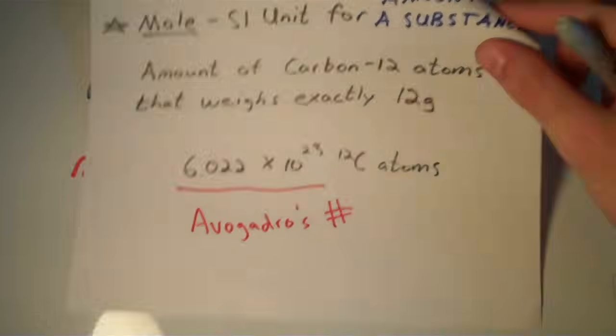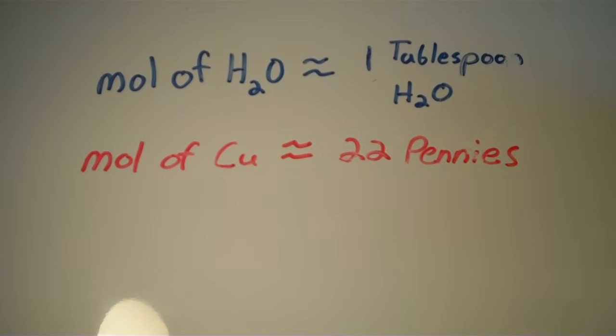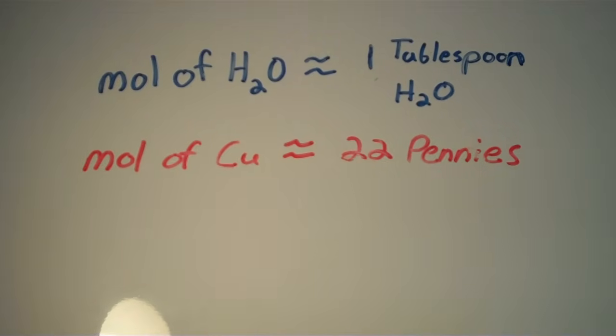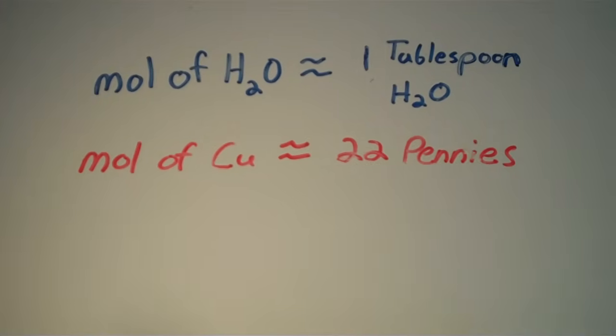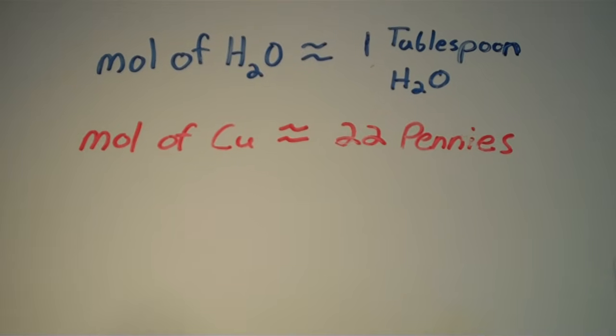So just to give a couple of examples, a mole of water is equal to about a tablespoon of water, and a mole of copper is equal to about 22 pennies. So really what the mole is doing is it just gives us a way to express tangible amounts of things that we work with.